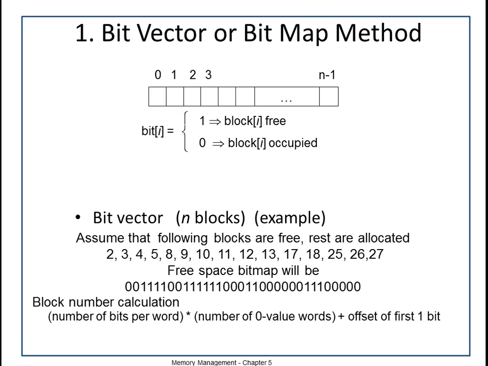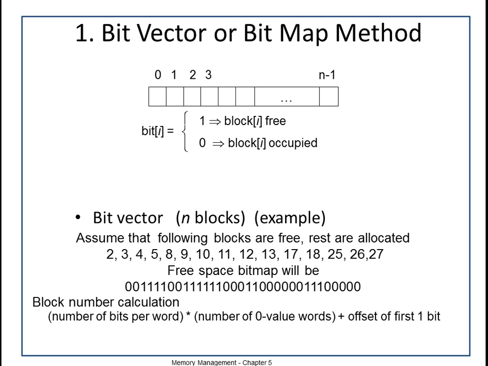There are two methods for the free space management. First is bit vector or bitmap and second is linked list. Now bitmap or bit vector is the strategy in which a reserved memory area is used to indicate whether the blocks of the disk are allocated or free.